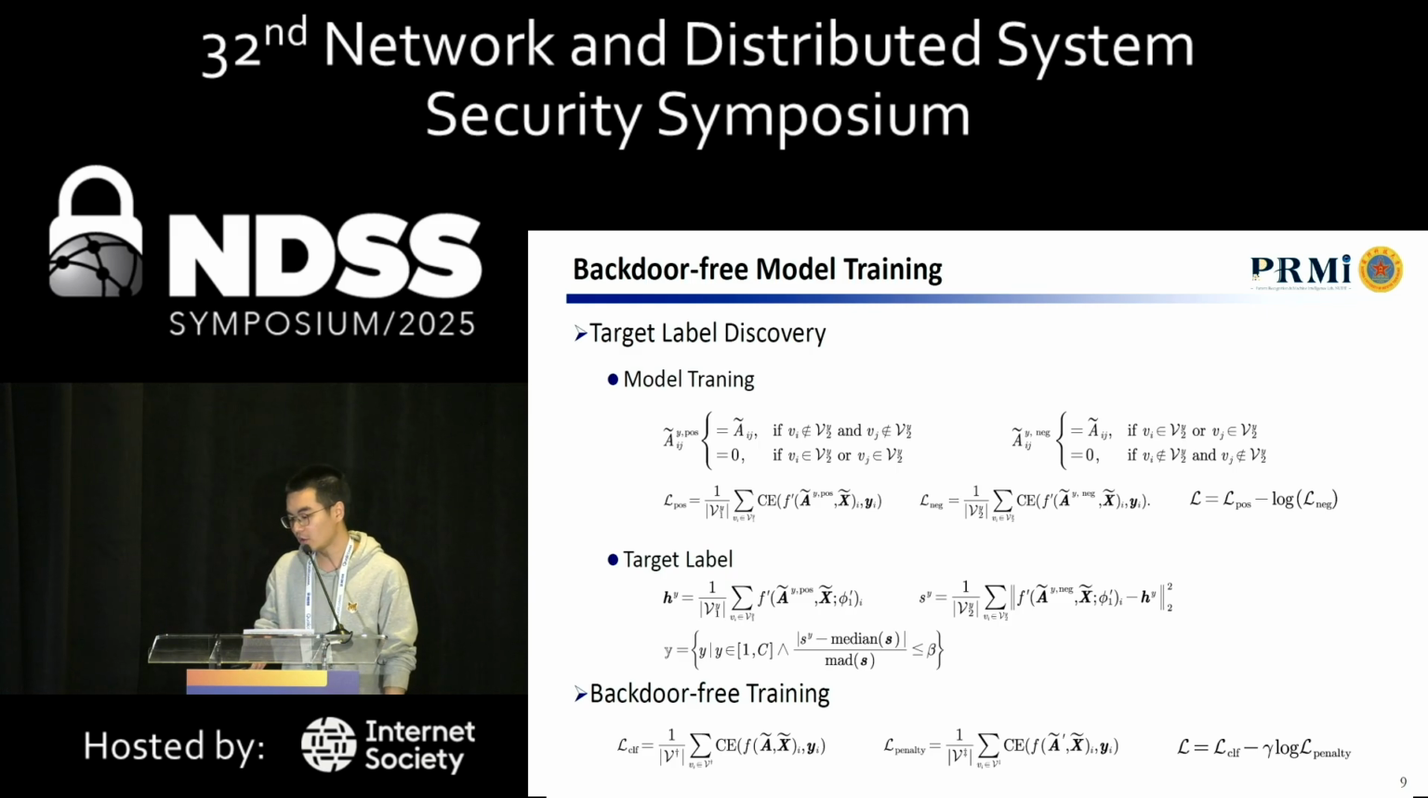After training, we compute a mean distance between the latent representations of nodes in both subgraphs. And we finally use median absolute deviation to identify poisoned labels and use these poisoned labels to separate poisoned nodes.